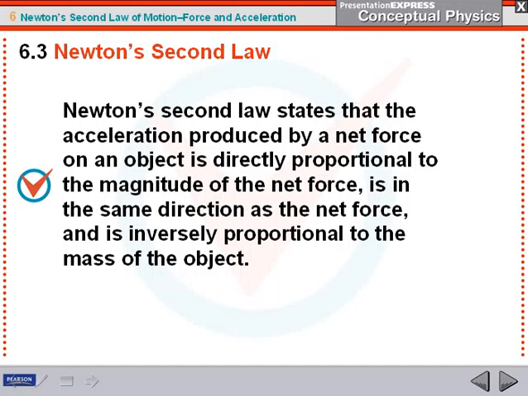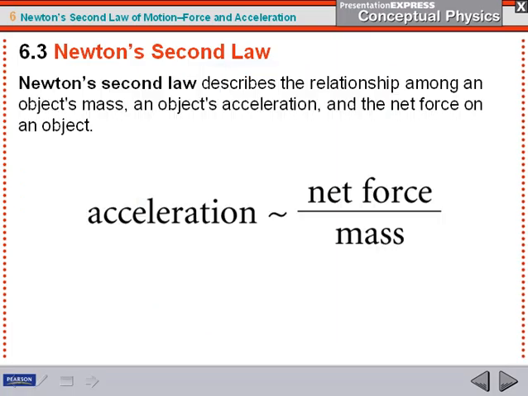This is the Section 3 podcast for Chapter 6, and this section essentially is a statement of Newton's second law. Newton's second law states the acceleration produced by a net force on an object is directly proportional to the magnitude of the net force, is in the same direction as the net force, and is inversely proportional to the mass of the object. We're going to simplify that into a mathematical equation, and here it is.